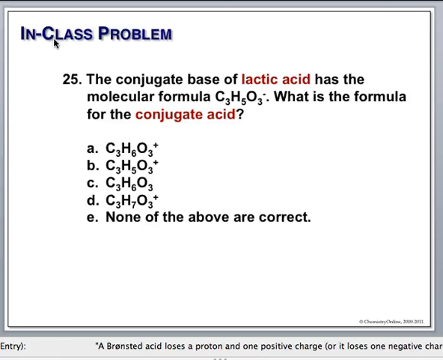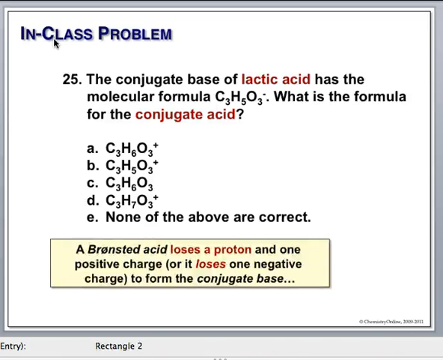To form the base, we're going to do what? We're going to lose a proton, right? And we're going to lose the positive charge that goes with it. So if we start with the base, all we do is put the proton back with this positive charge. So we take this guy, add a proton, add a charge. We need C3H6O3. We've added one positive charge, so it must be neutral.